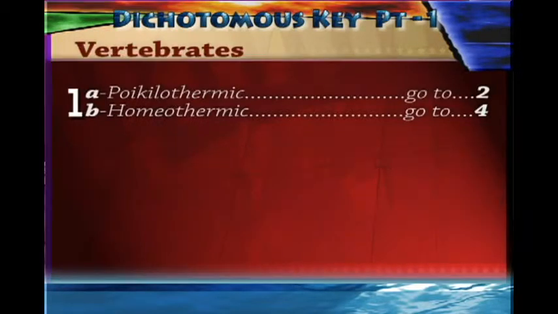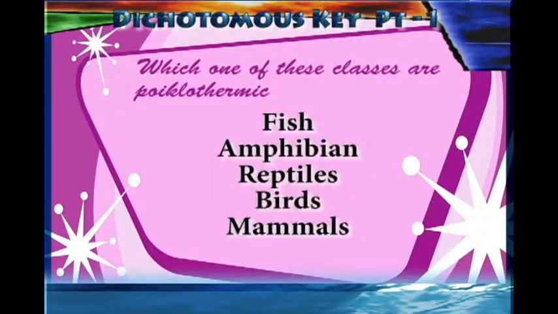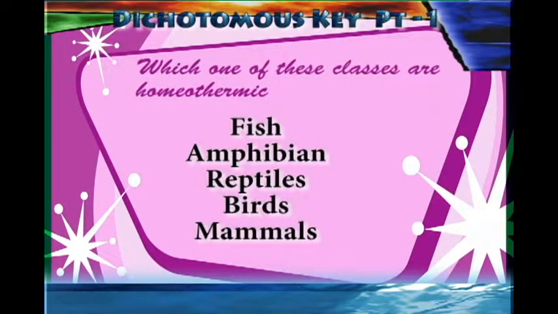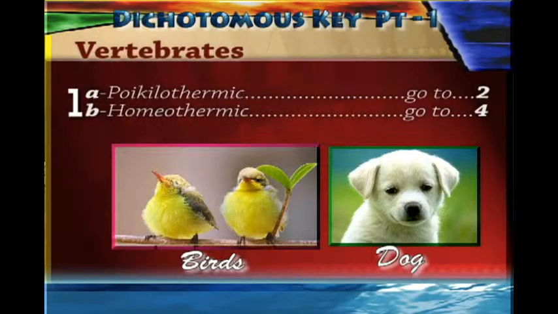But in number 1, at the beginning, we asked ourselves a question: which of the following are poikilothermic and which of the following are homoiothermic? We sent choice alternative 2, which was asking which of the following are homoiothermic, to number 4.